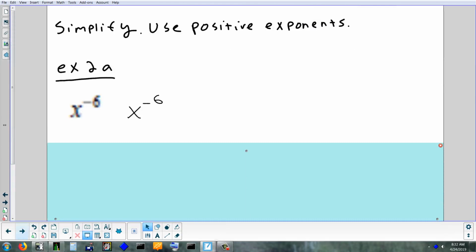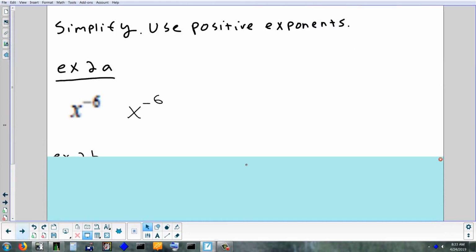I'm just writing it in case you can't see it. It's x to the negative 6. Guys, I know there's a spot for example 1C on your notes, don't worry about that. We're in 2A right now. You can cross it out or just leave it, doesn't matter.